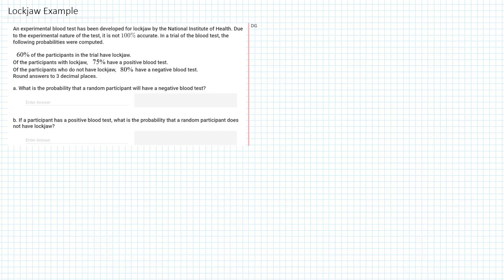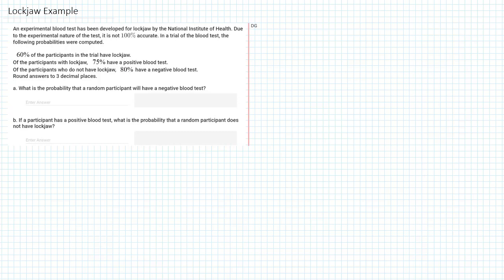An experimental blood test has been developed for lockjaw by the NIH. Due to the experimental nature of the test, it's not 100% accurate. In a trial of the blood test, the following probabilities were computed. 60% of the participants in the trial have lockjaw. Of the participants with lockjaw, 75% have had a positive blood test. And of the participants who do not have lockjaw, 80% have a negative blood test.